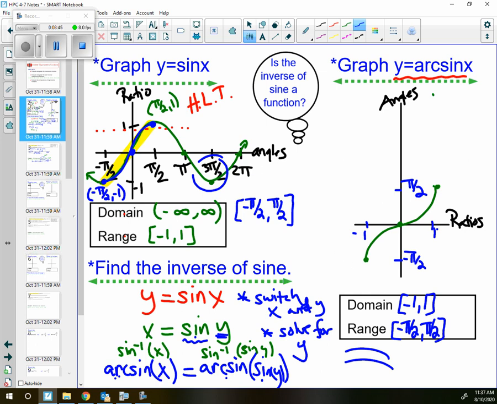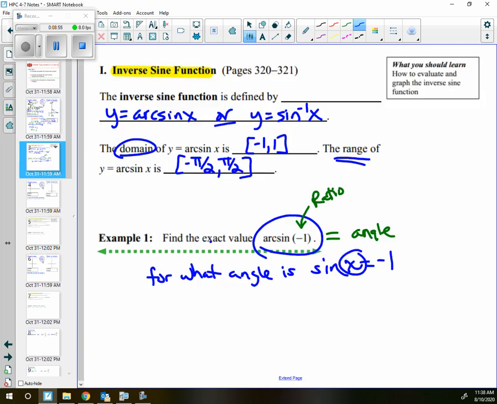So look at the graph. It is also -1 right over here at -π/2, which is in the range of my arc sine function, or inverse sine function. So we have to just be really careful when we name these. So the answer to this question is -π/2.